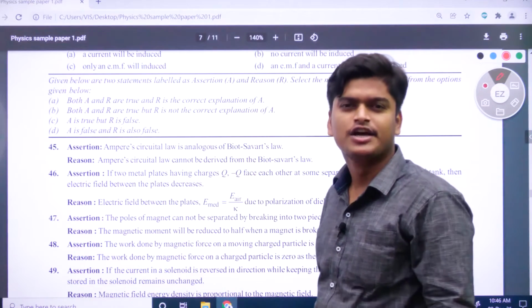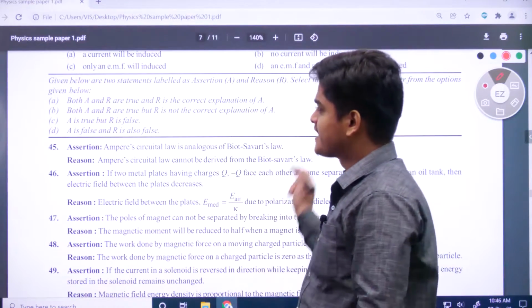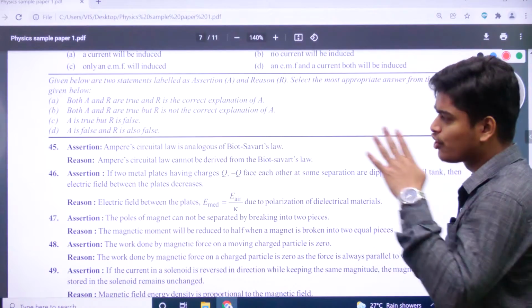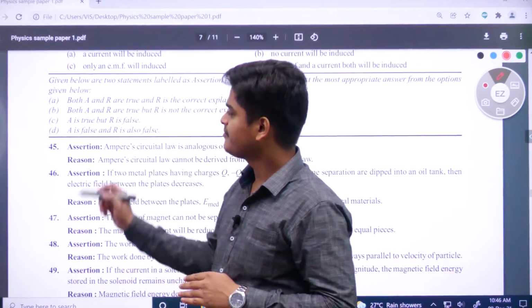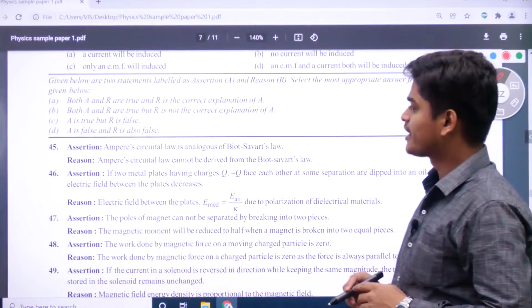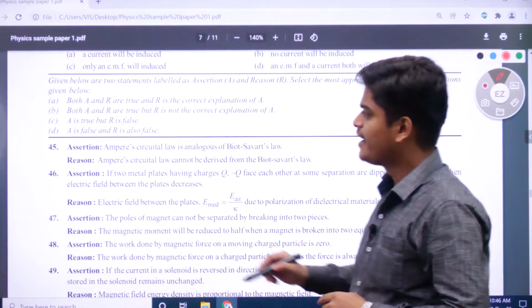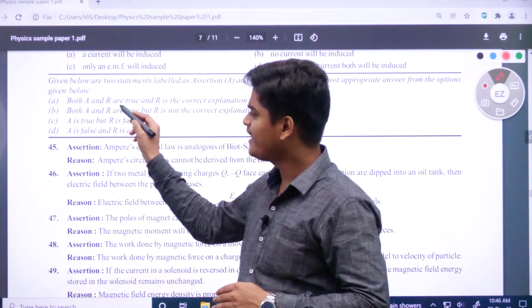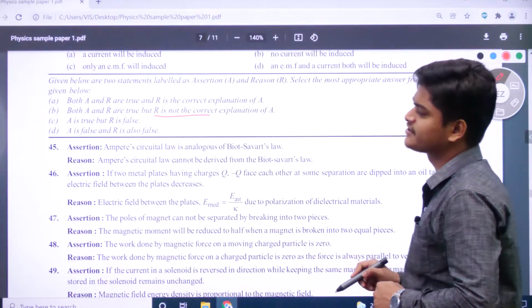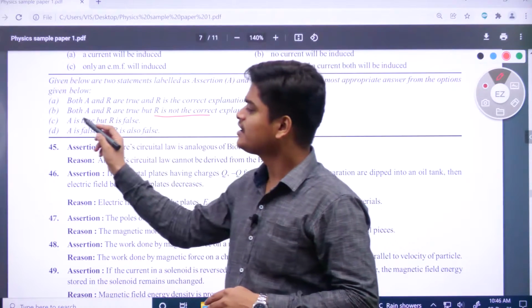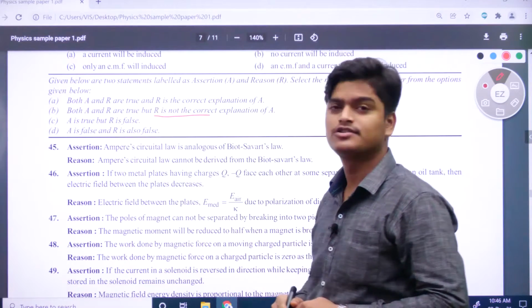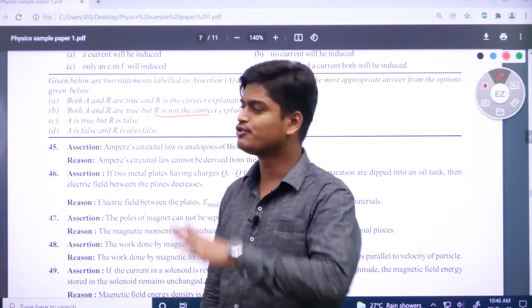Today we'll be discussing CBSE Term 1 Section B type of questions for physics. Here 4 options will be there. Option A: both A and R are true, and R is the correct explanation of A. Second option: both A and R are true, but R is not the correct explanation of A. Then A is true but R is false, and A is false and R is also false. So you will be getting this type of 4 options.